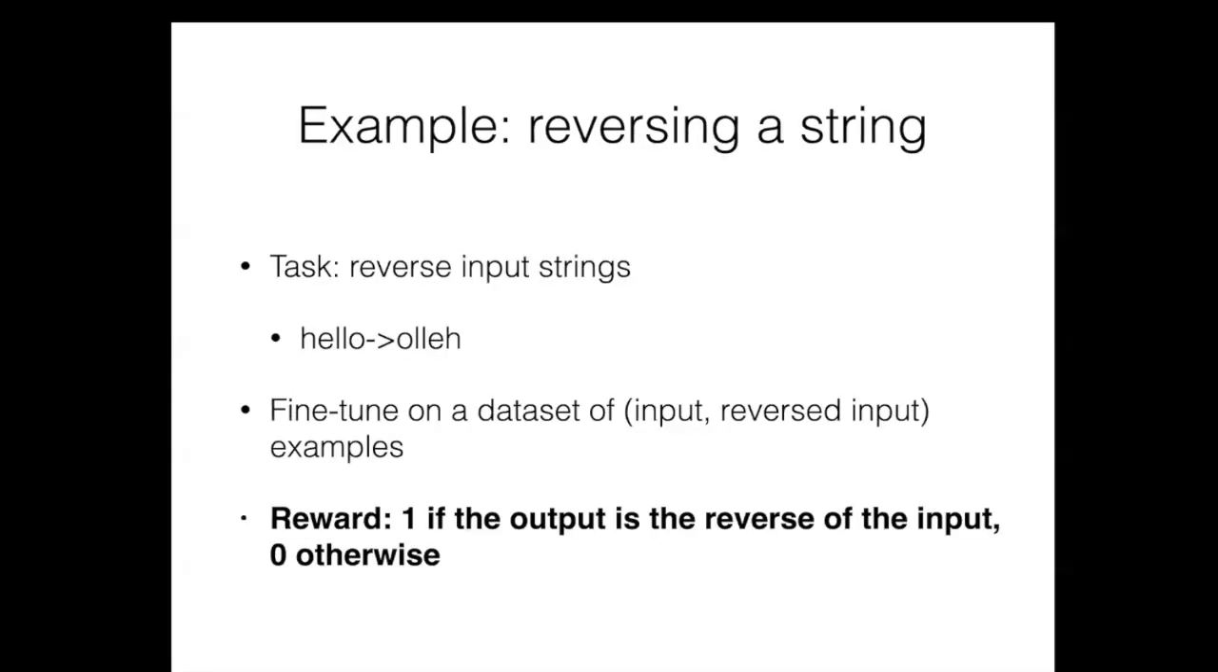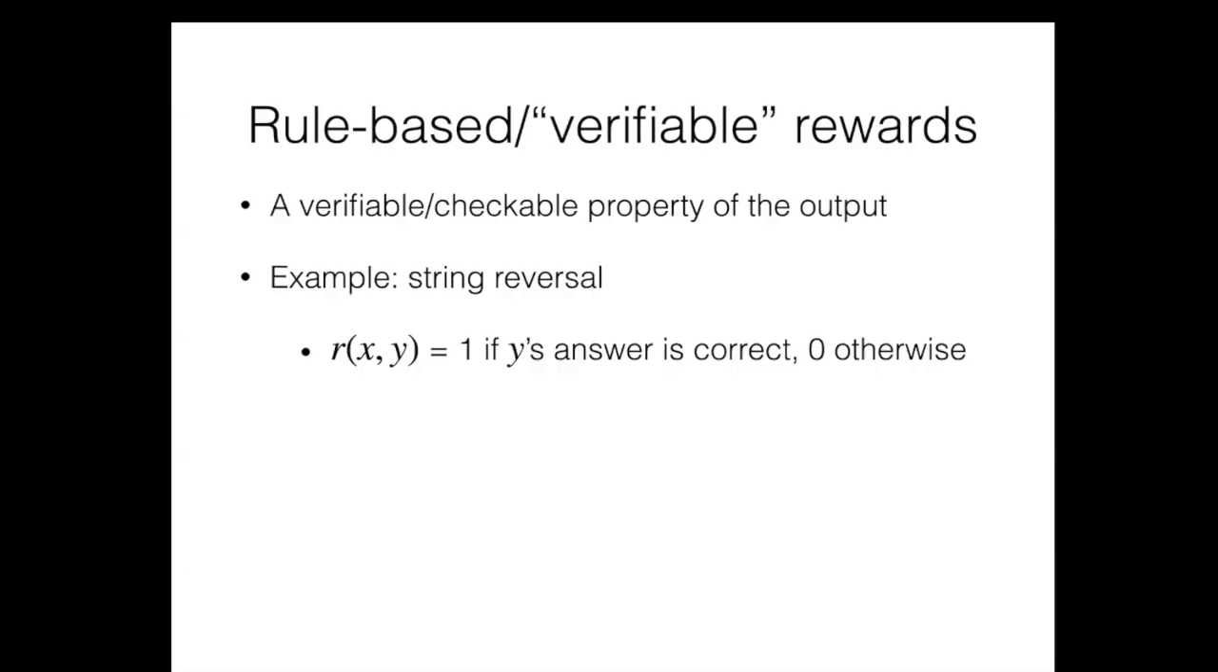Okay, so here again, if you remember our desiderata for applying reinforcement learning, the next step is what is your reward function? Here, the reward is pretty simple. If the output is the reverse of the input, we will give a reward of 1. Otherwise, we'll give a reward of 0. Okay, what is the more general idea here? It turns out that this example is really simple, but it really is representative of this class of problems that you can apply reinforcement learning to.